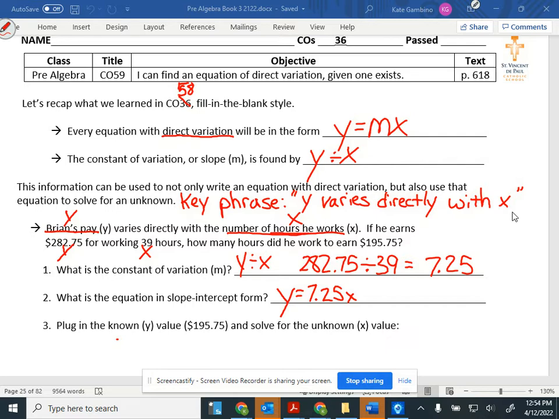Okay. Step 1, you find your slope. Step 2, you put it into that slope-intercept form. Then step 3, plug in the known y value, because he earns $195.75. So if that's what he earns, how many hours did he work? Our unknown is how many hours did he work? So if I have y equals $7.25 times x, what equation do I need to do? Ryan?